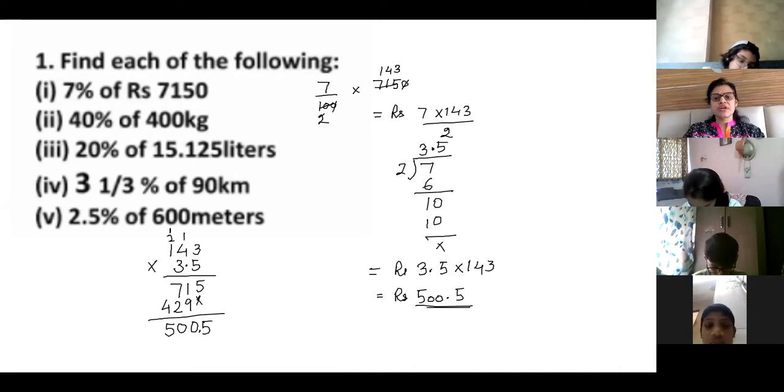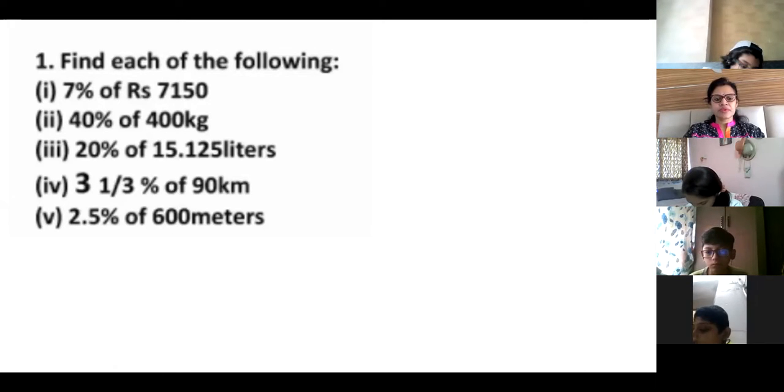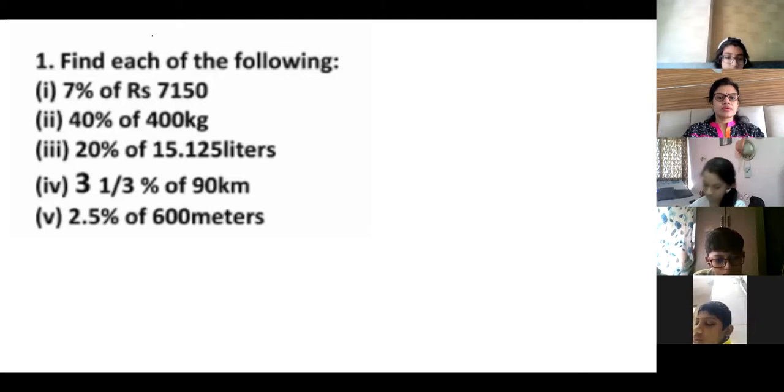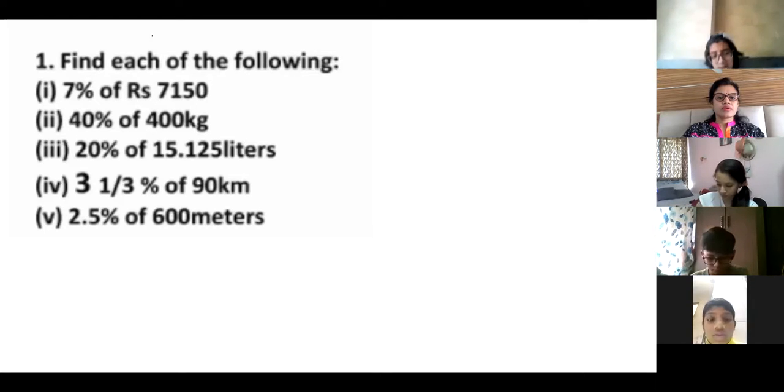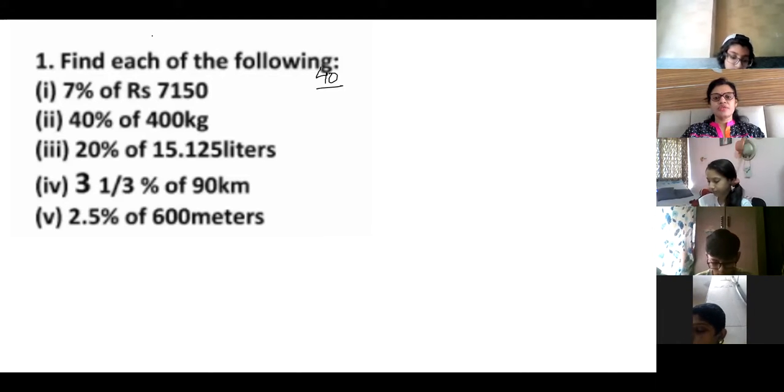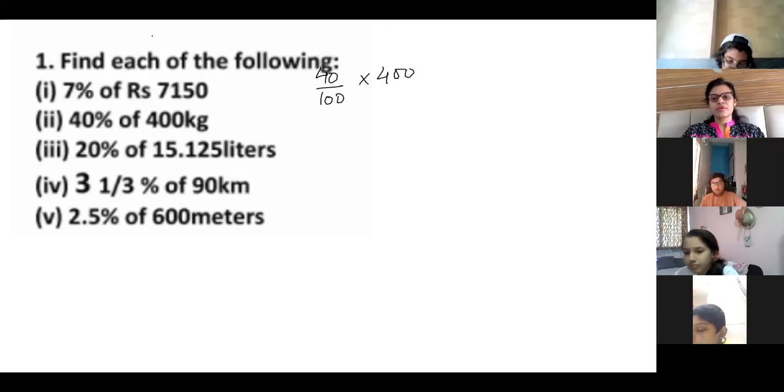Others also give me the answer. Those who have done second, start with the third one. I'm erasing whatever is done over here. And 160 kg. Okay. It is 40 by 100 into 400. 160 kg, ma'am.